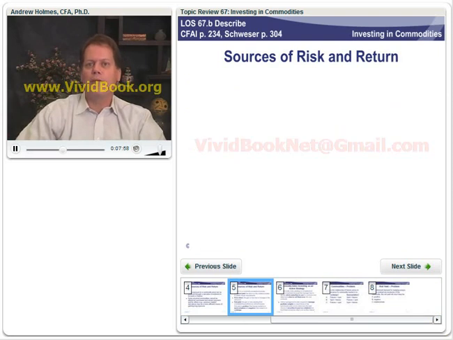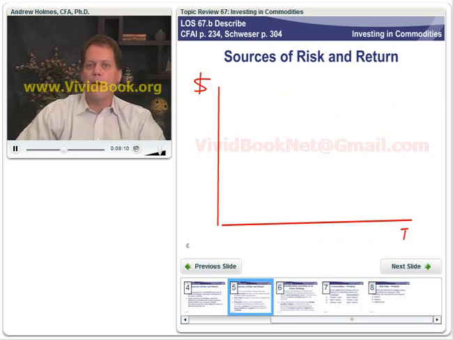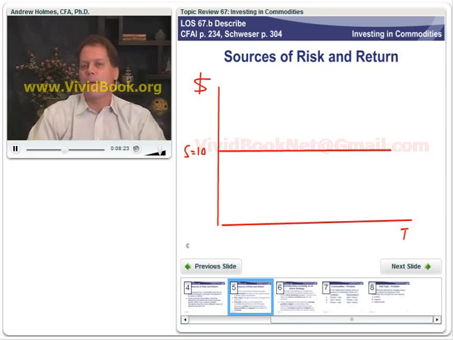So if we thought of this as, maybe time here on the horizontal axis, and we'll think in terms of dollars up here on the vertical axis. Well, we've got a spot price, right? So the spot price is what it is, and we're going to say it's equal to $10 just as a number. And for this little graphic, since what we're talking about is the roll yield, not the price return, I'm going to assume that the spot price is constant.